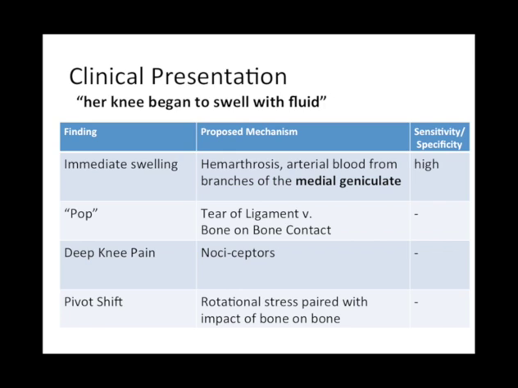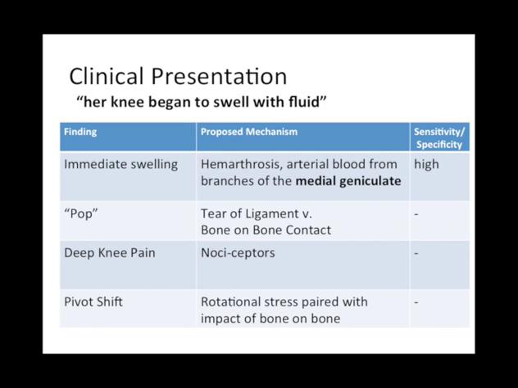So using our knowledge of anatomy and physiology, let's see if we can provide some insights into elements of the presentation. For each finding, we're going to discuss proposed mechanisms. Let's start with the classic one, immediate swelling. This is thought to occur due to hemarthrosis. There's arterial blood, which extravasates from branches of the medial geniculate, which supplies the ACL, and blood is irritating to the synovium, produces inflammation. There's your swelling.